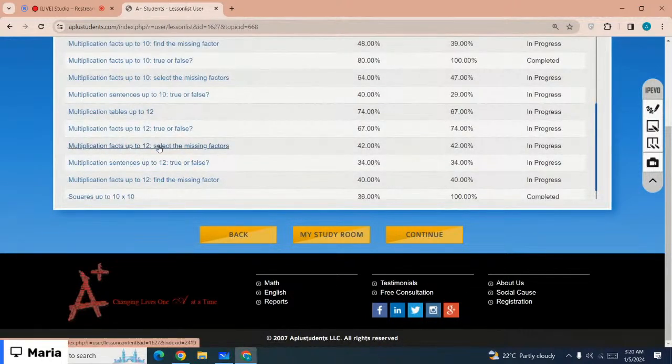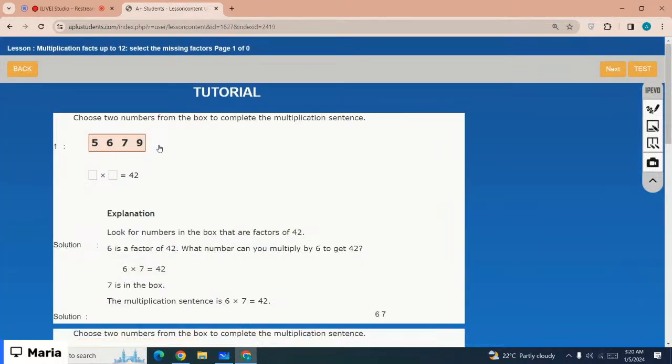The next one is select multiplication facts up to 12. Select the missing factor. Okay, so you are given a product. You need to find the numbers, right? Which two numbers you multiply to get the number. For example, here you are given 42. You are given some numbers there: 5, 6, 7, and 9. You have to see which two numbers when you multiply have the answer 42, right?